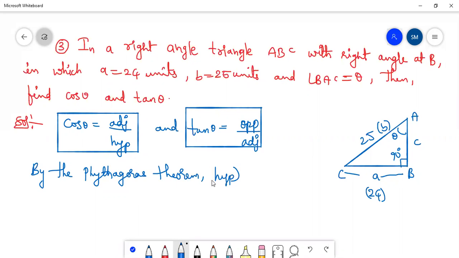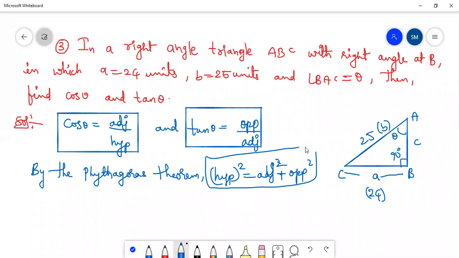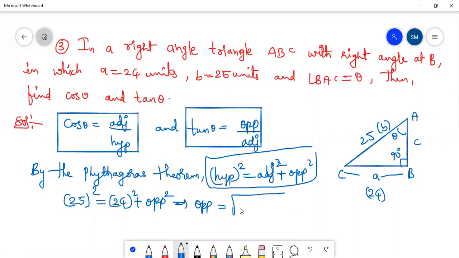hypotenuse whole square is equal to adjacent square plus opposite square. Here, hypotenuse is 25, so 25 whole square is equal to adjacent square, which is 24 square, plus the opposite side, which we don't know. From this, we can write opposite is equal to under root of 625 minus 576, which is equal to root 49, which is equal to 7.